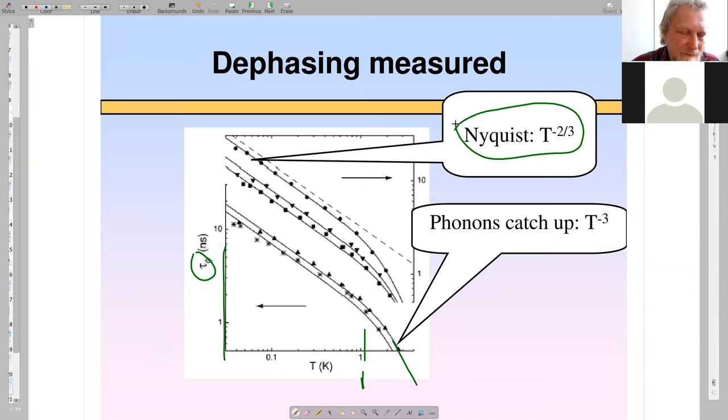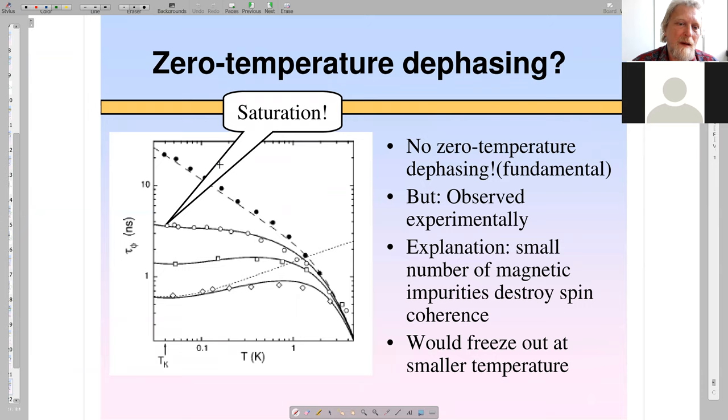It seems to show experimental verification. The trouble, hell opens up if you go to yet lower temperatures. Look, in this case, you see clear saturation of the dephasing rate in the limit of zero temperature. That's the way to interpret this result.